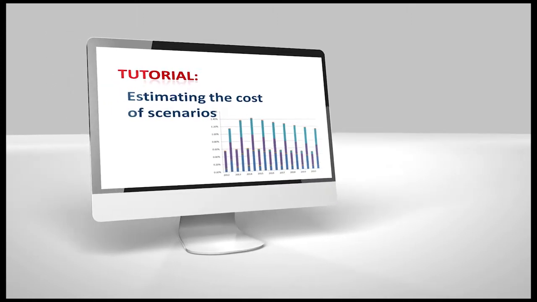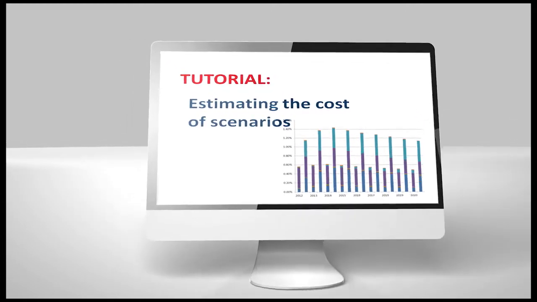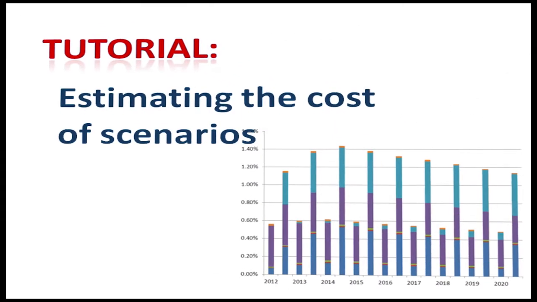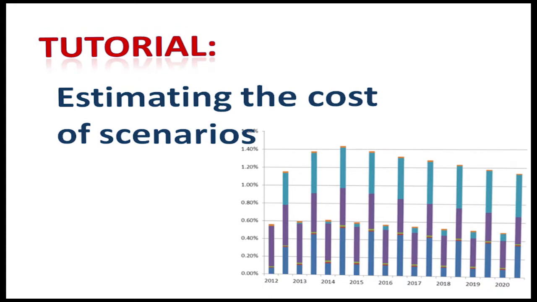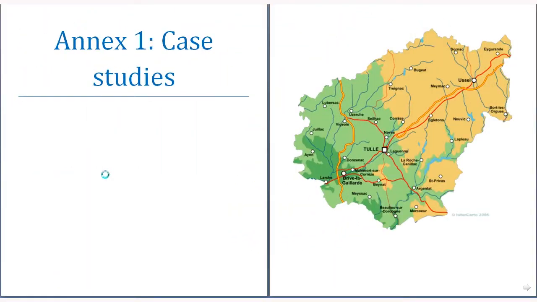This tutorial explains how the cost assessment tool, known as the Rapid Assessment Protocol, or RAP, is used to estimate the costs of implementing social protection provisions. In this video, we first describe the framework of the RAP, and then explain the steps involved in using the RAP in a real-life situation. For this example, we will refer to the case study of Croatia.